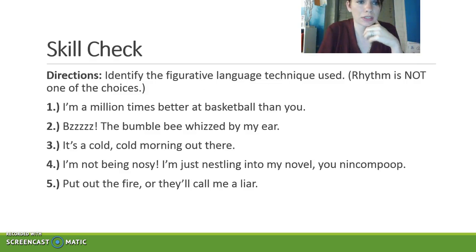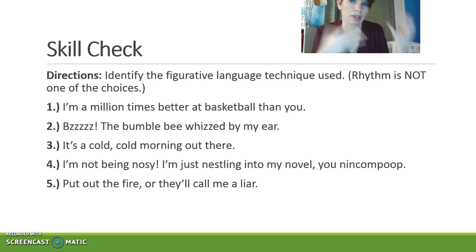And then we have a quick skill check. You're going to identify the figurative language techniques used. It's going to be one of the ones we've discussed, not the ones from the previous figurative language part 1. It's all going to be from this one. I also did not include rhythm in the choices because I feel like rhythm can be a lot of different things. So hopefully that'll ease it up for you.